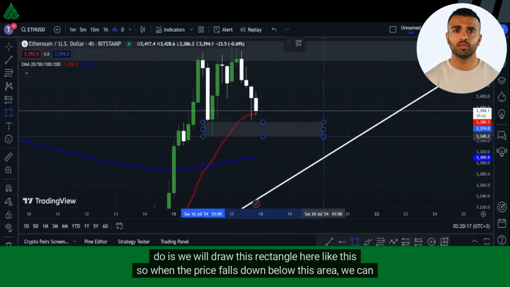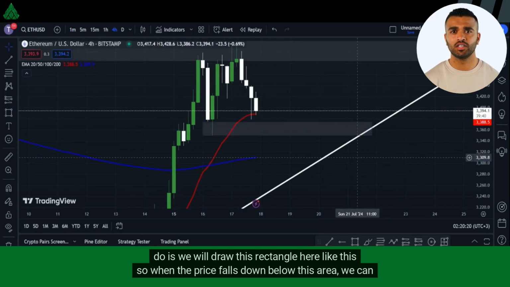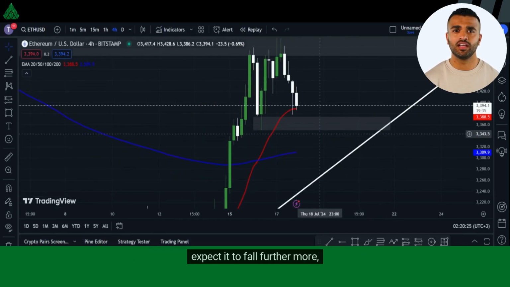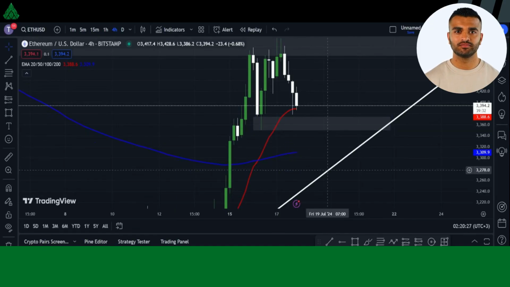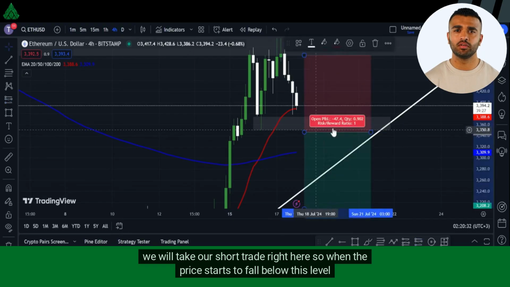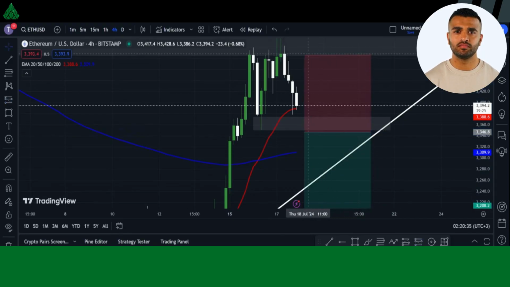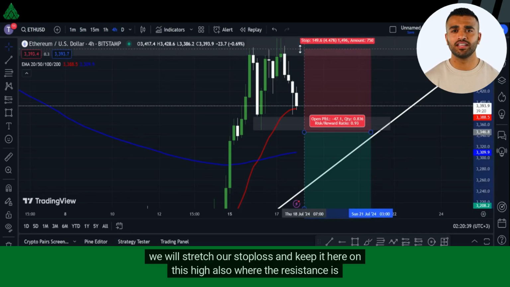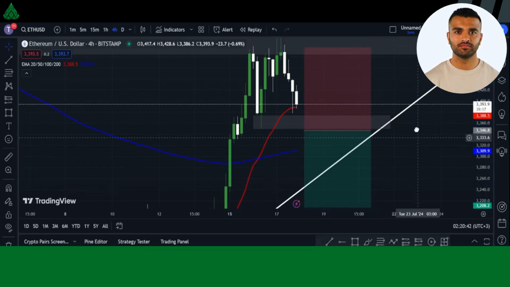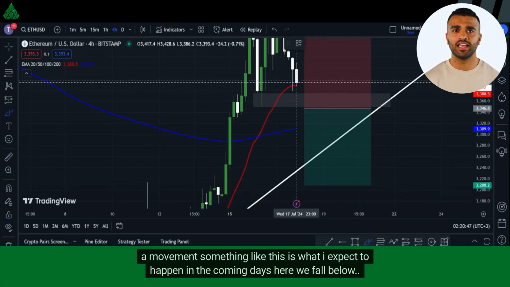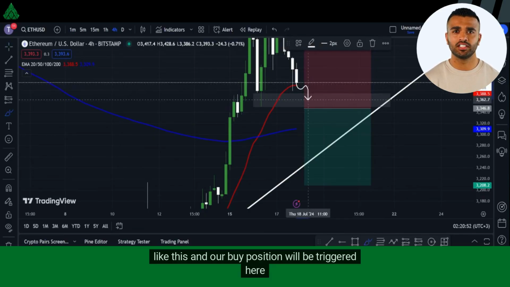So what we will do is we will draw this rectangle here like this, so when the price falls below this area, we can expect it to fall further. And if the price does fall like this, we will take our short trade right here. So when the price starts to fall below this level, we will start to make profits. So we will stretch our stop loss and keep it here on this high also where the resistance is. A movement something like this is what I expect to happen in the coming days. Here we fall below like this, and our sell position will be triggered here.